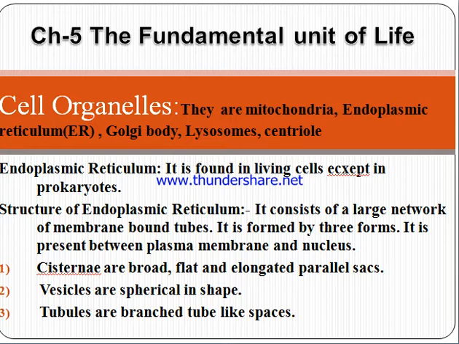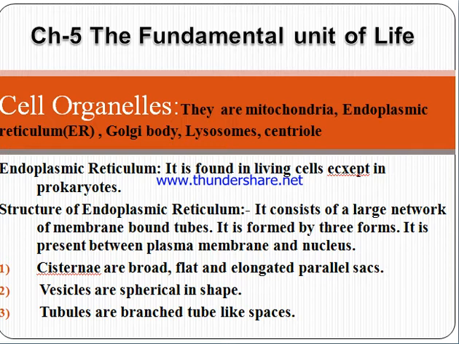So what is the structure of the endoplasmic reticulum? It is shortly denoted by ER, capital E, capital R. The structure consists of a large network of membrane-bound tubes. It is present between the plasma membrane and the nucleus. It has three forms: cisternae, vesicles and tubules.